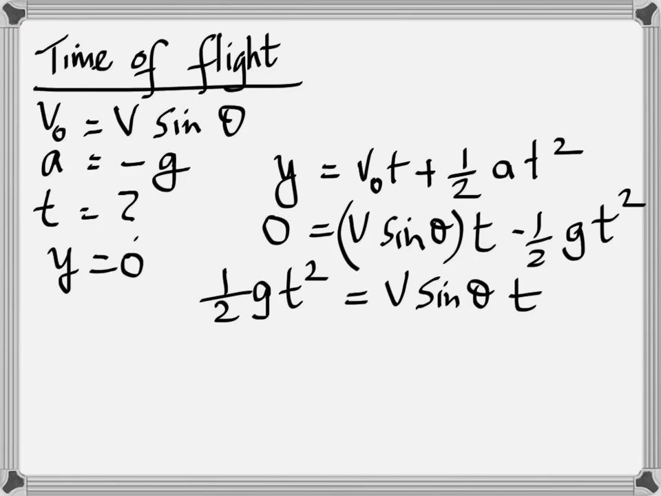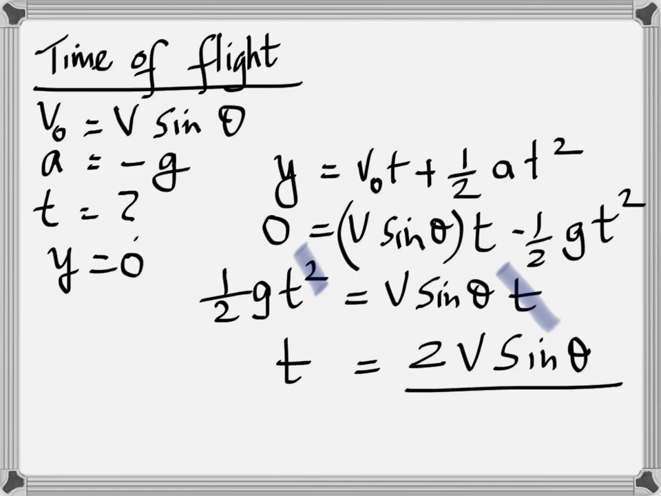So you take that to the other side, becomes positive. 1/2 g t squared is V sine theta t. Can I cancel one of the t's? I can't, right? Because you have t squared there and t there. And then rearrange and you get the equation. So t is equal to 2 goes to the top, 2V sine theta divided by g. That is the equation for time of flight. You got it? All right.